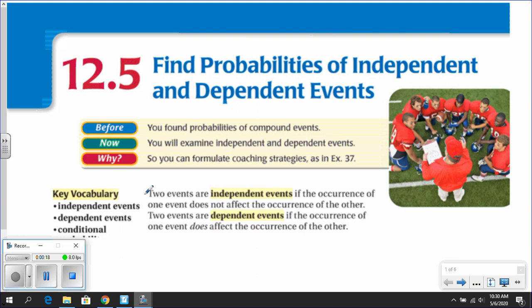If you look at this paragraph down here, it tells us that two events are independent events if the occurrence of one event does not affect the occurrence of the other. And two events are dependent if the occurrence of one event does affect the occurrence of the other.